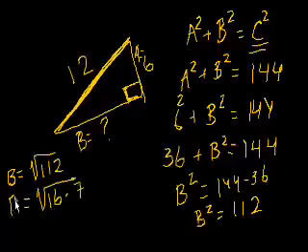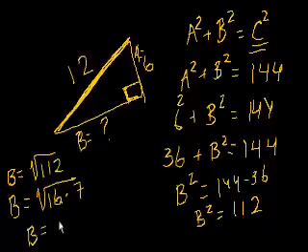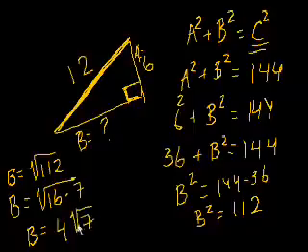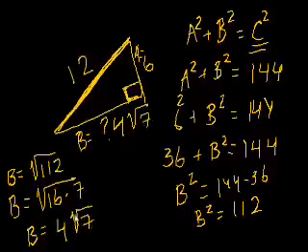So B equals the square root of 16 times 7. You see, I just factored that as a product of a perfect square and a prime number. Or actually, it doesn't have to be a prime number, just a non-perfect square. And then I get B is equal to 4 square roots of 7. So there we go. If this is 12, this is 6, this is 4 square roots of 7.